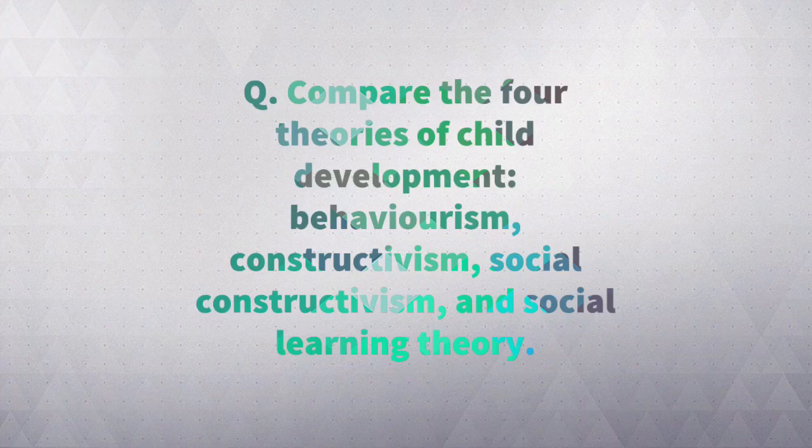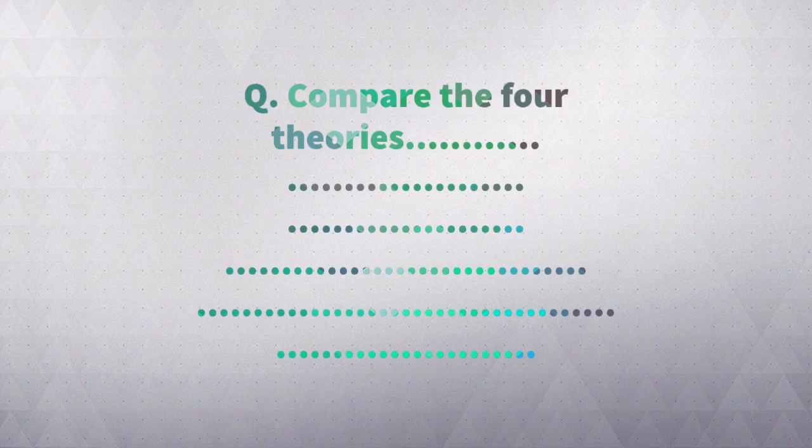Every question has two parts, a content part and a process part. The content part is what the question is about. For example, the question might be about Chapter 2. The process part is what the question is asking you to do. For example, compare the 4 theories set out in Chapter 2.